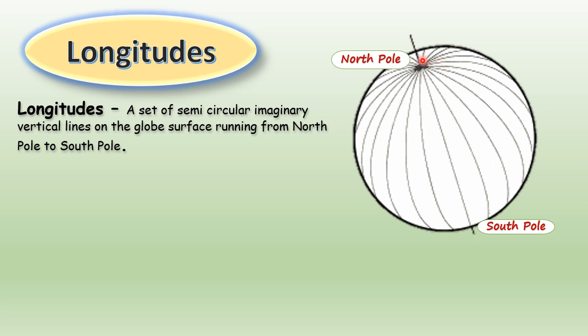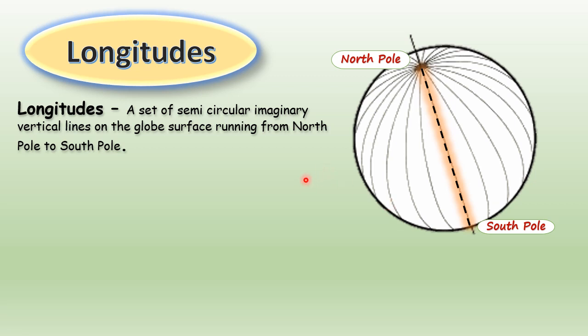They are not parallels. They are meeting at the poles. And they are semicircular, meaning half circle. They are half circle, semicircular lines drawn vertically. Is it clear, children? They start from the North Pole and they end at the South Pole. Okay, children, now this much is clear.